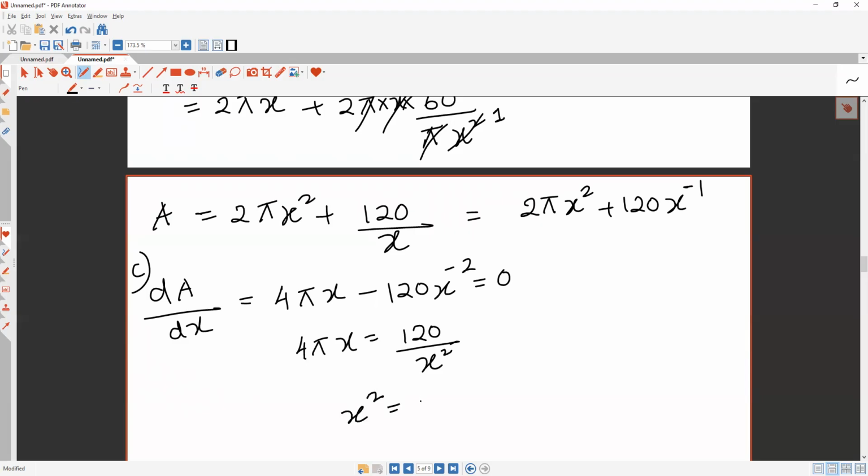Bring it on the other side, x square. Cross multiplication. x square is equal to 120 divided by 4 pi. X cube, right? It is x cube. Oh yeah, I'm sorry. x cube is 120 divided by 4 pi. Cube root of answer, that is 2.12. So x is supposed to be 2.12 centimeter or meter.